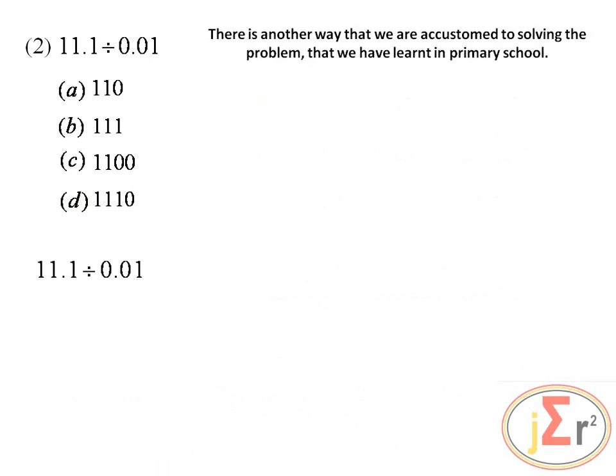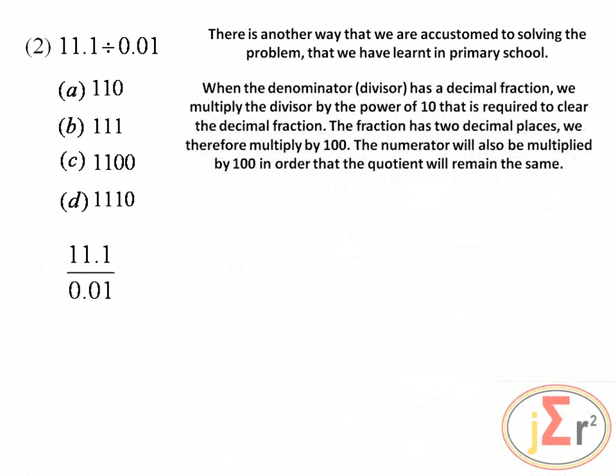There is another way that we are accustomed to solving the problem that we have learned in primary school. Instead of having 11.1 divided by 0.01, we may call that 11.1 over 0.01. When the denominator, which is the divisor, has a decimal fraction, we multiply the divisor by the power of 10 that is required to clear the decimal fraction. The fraction has 2 decimal places. We therefore multiply by 100. The numerator will also be multiplied by 100 in order that the quotient will remain the same.